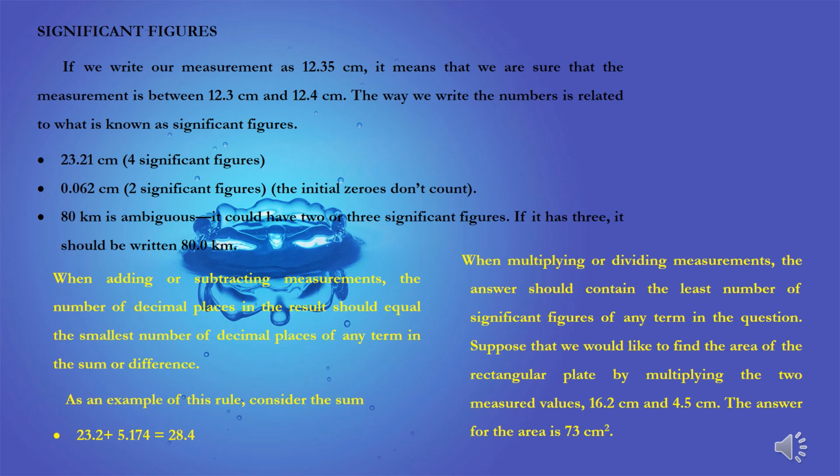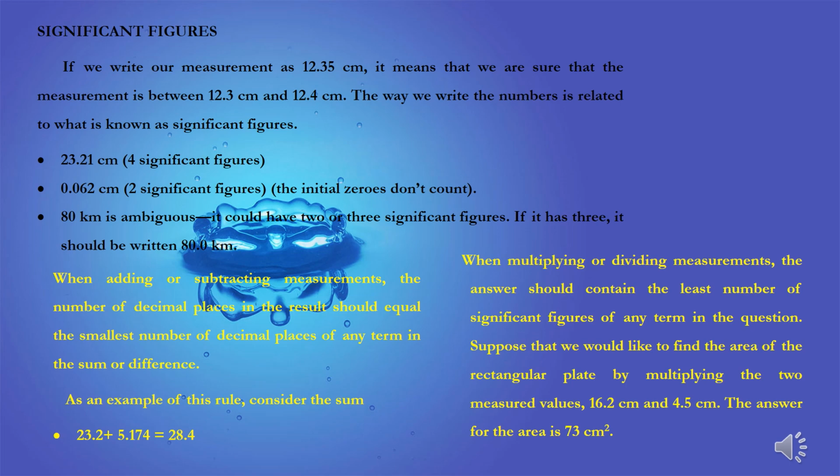When adding or subtracting measurements, the number of decimal places in the result should equal the smallest number of decimal places of any term in the sum or difference. As an example, when you sum 23.2 plus 5.174, you should write it as 28.4, which follows the least number of decimal places in the sum, which is 23.2, which has one decimal place.